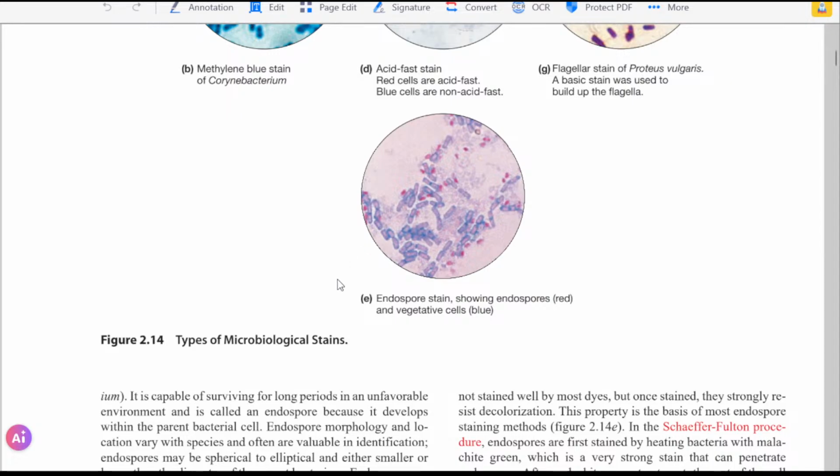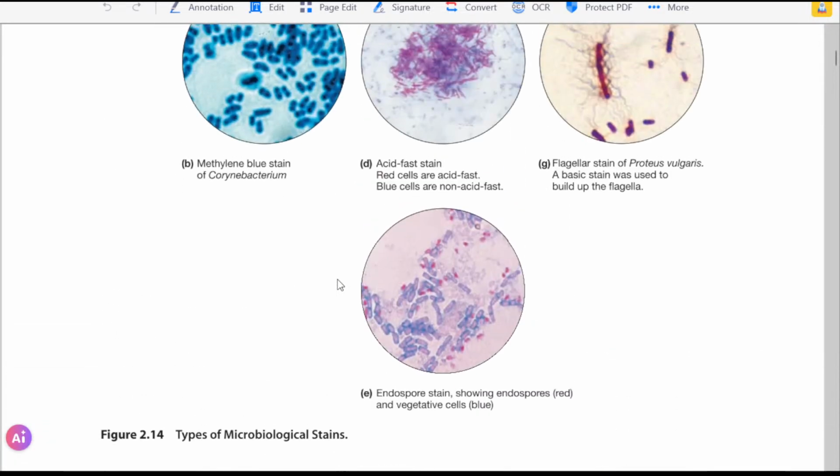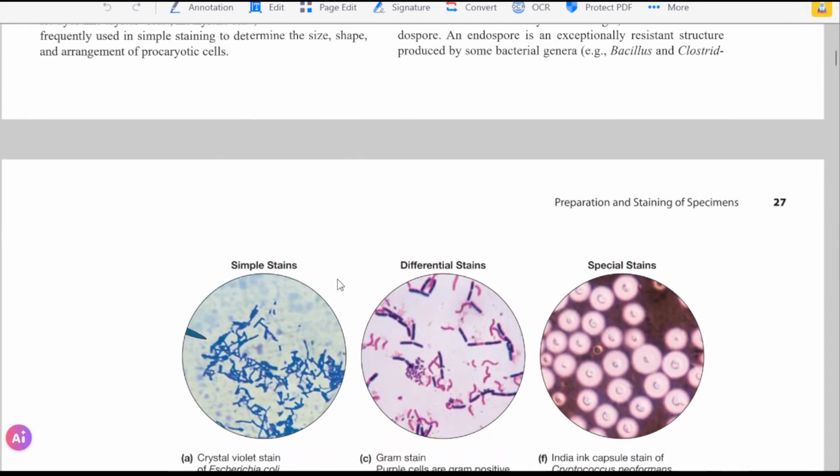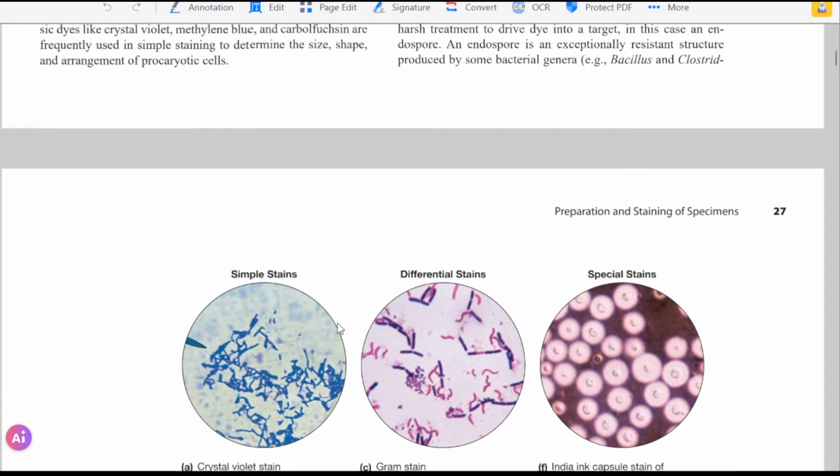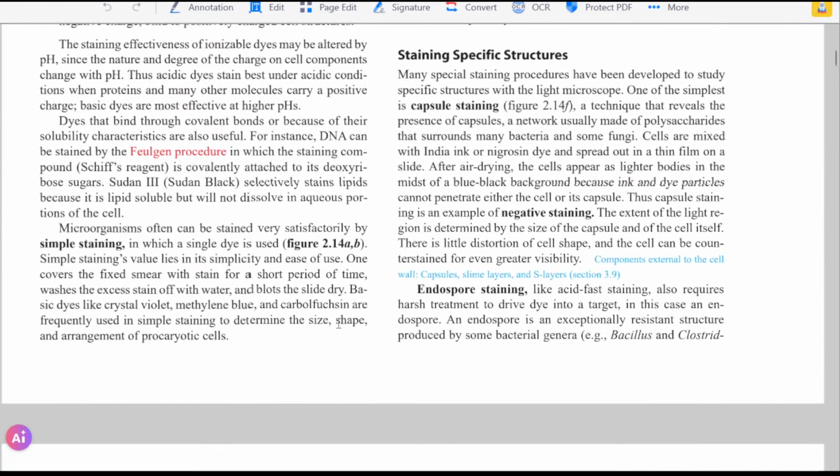Right. Good day. We are back at part 3 of the staining. The last stream was interrupted, and so we were at endospore staining, the staining of specific structures.